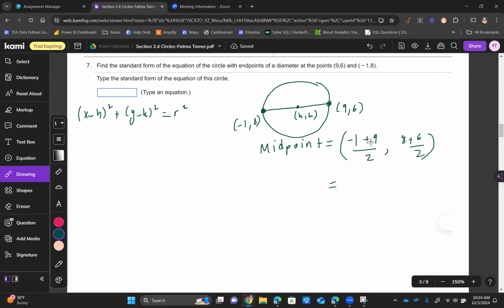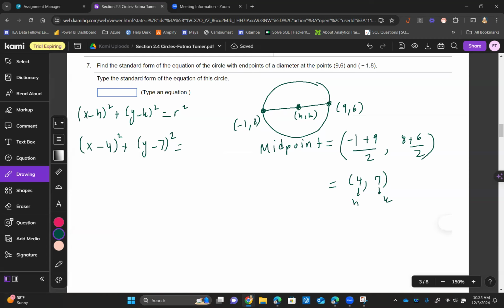So negative 1 plus 9 is 8. 8 divided by 2 is 4. 8 plus 6 is 14. 14 divided by 2 is 7. So the midpoint is (4, 7). That means the h value will be 4 and the k value will be 7. So if I start typing my answer, I've got so far (x − 4)² + (y − 7)², but I still don't know what the radius is.